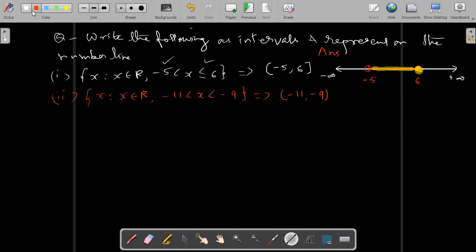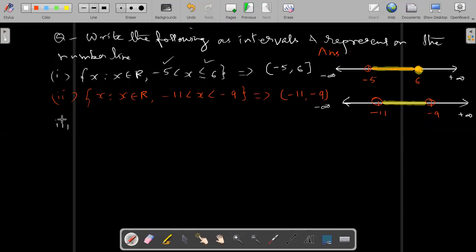If you draw it, you can draw this and take minus infinity, plus infinity, and minus 11, minus 9. So both the circles should not be filled. So only this part we have to fill. That's it. Okay.